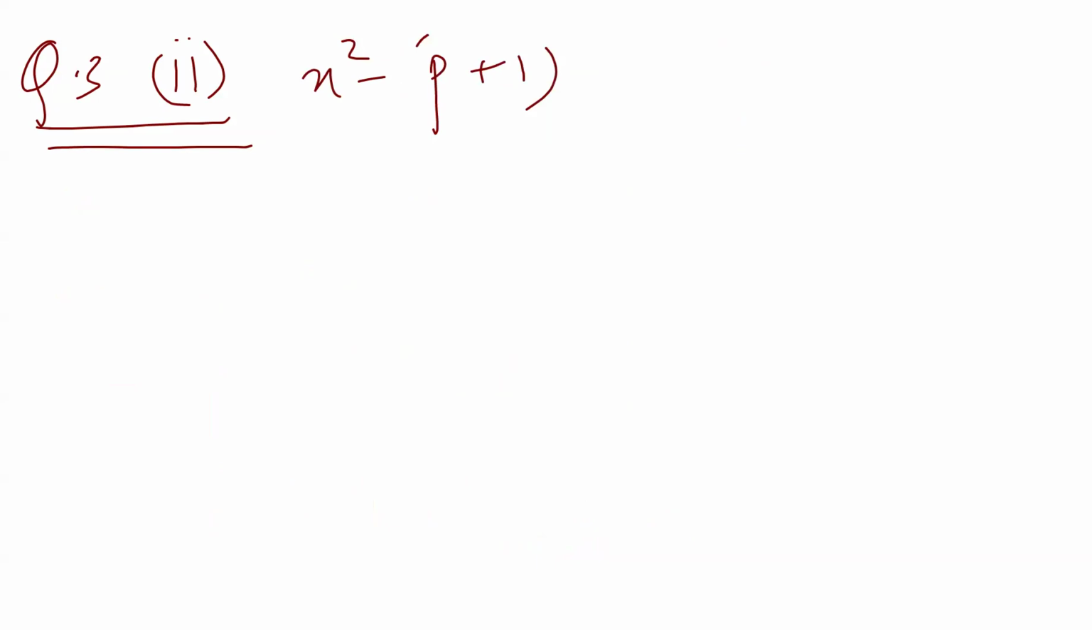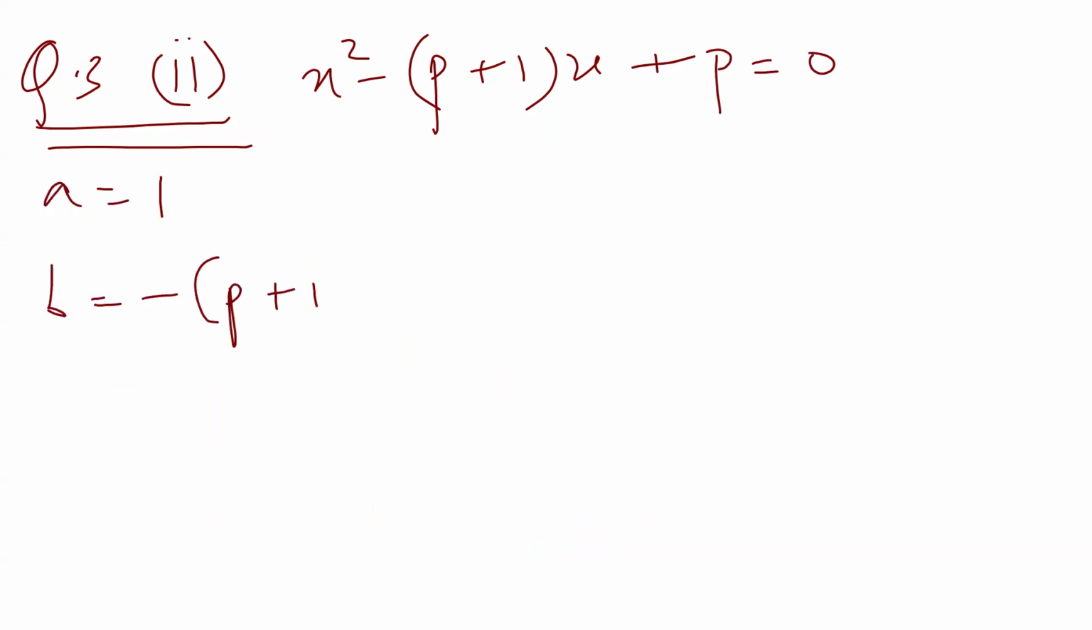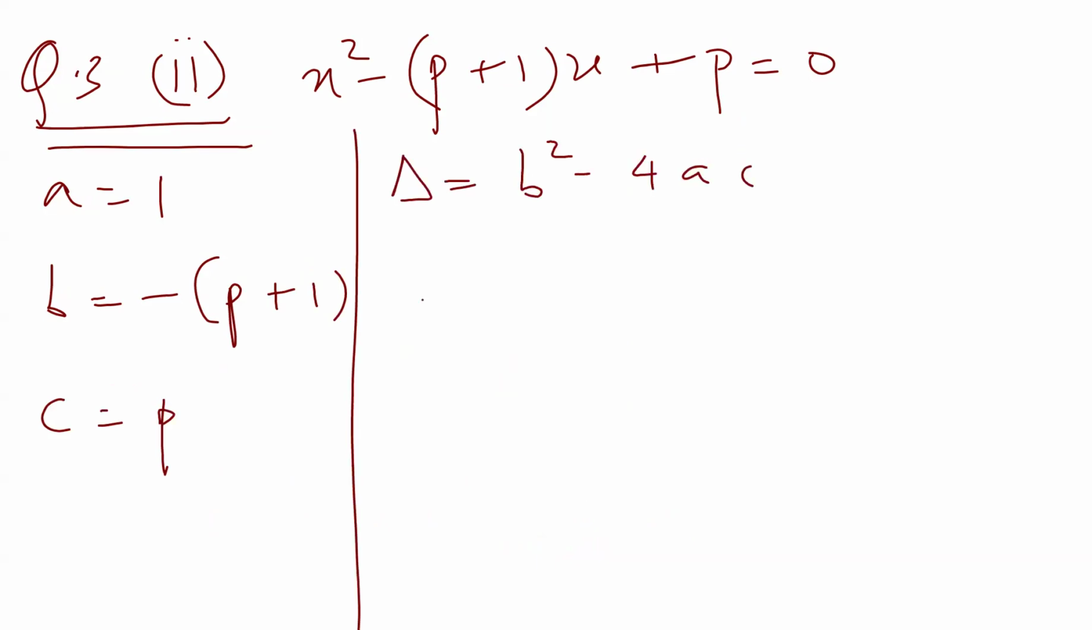Question number 3, I will solve question number 3, sub question 2. Sub question 1 you can do for self study. x square minus P plus 1 into x plus P equal to 0. A is equal to 1, B is equal to minus of P plus 1, C is equal to P. Delta is B square minus 4AC.